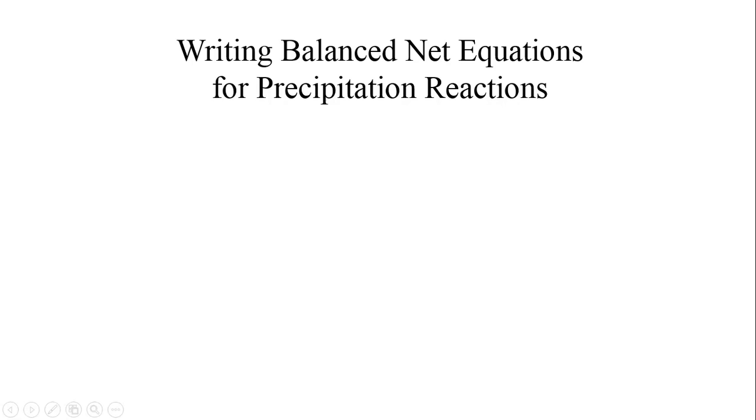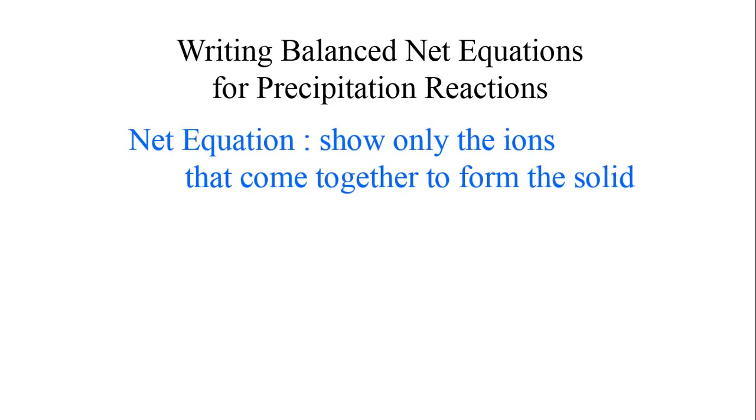We can now develop a procedure to write balanced net equations for precipitation reactions. In the net equation, we will show only the ions that come together to form the solid. We've covered part of the procedure in the last module.